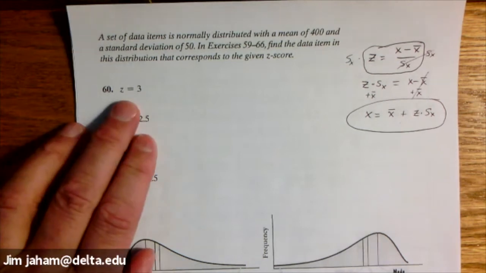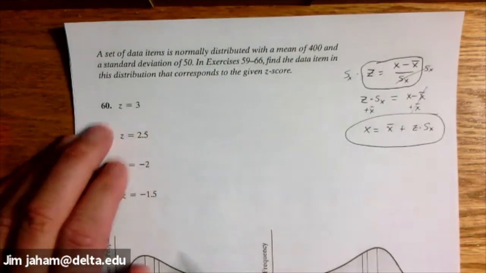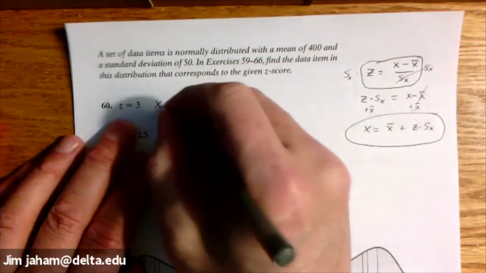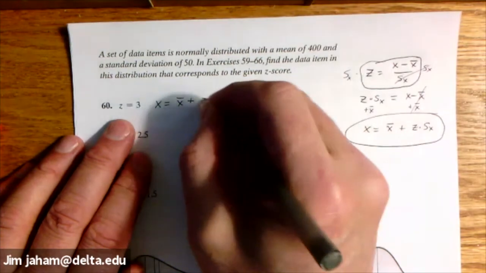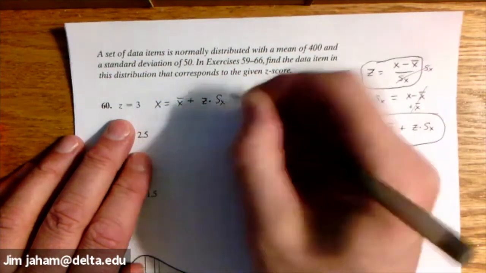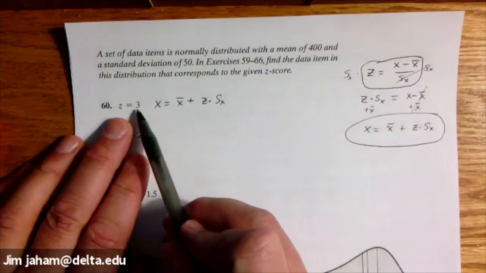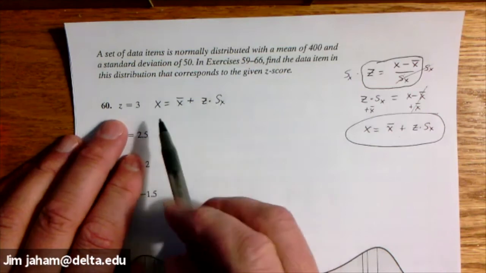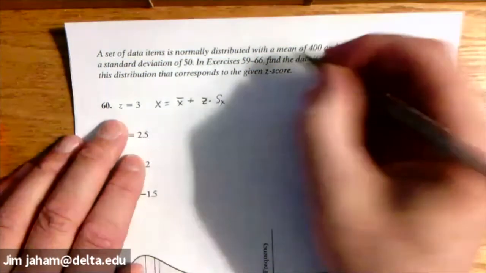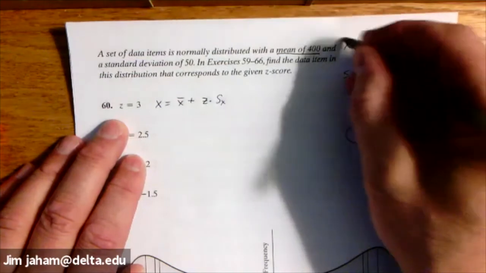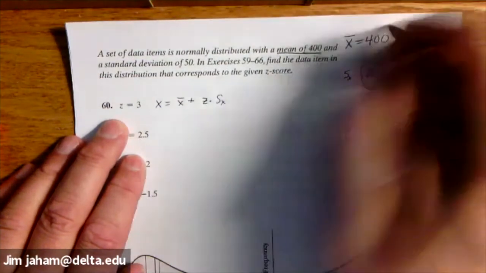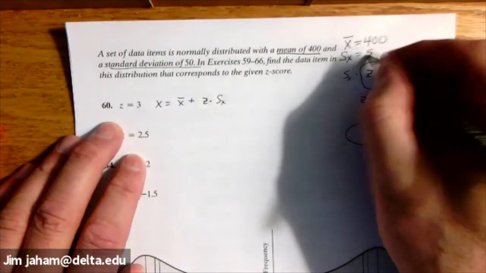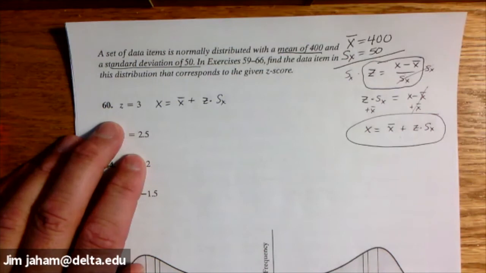So there's a couple of ways that you can do this one, and I think what they want us to do here is to use this formula. And so x is equal to x bar plus the z-score times sx. So they're saying what data value is 3 standard deviations above the mean? When they're asking for a z equal to 3, that's really what they're saying. And up in the stem of the problem, they tell you that the mean x bar is 400 and the standard deviation sx is 50. So they give you those two pieces of information.